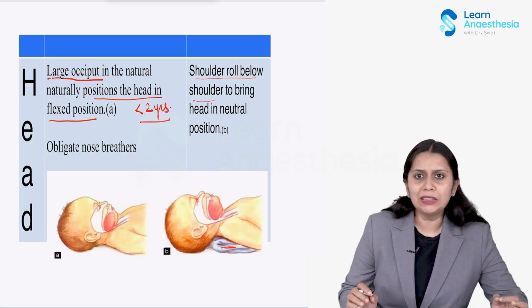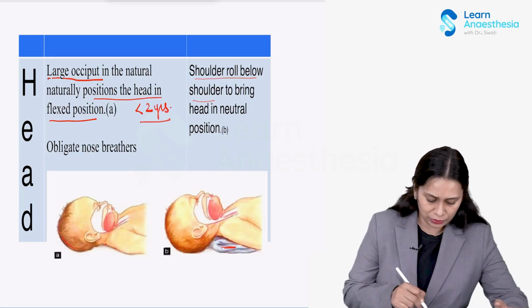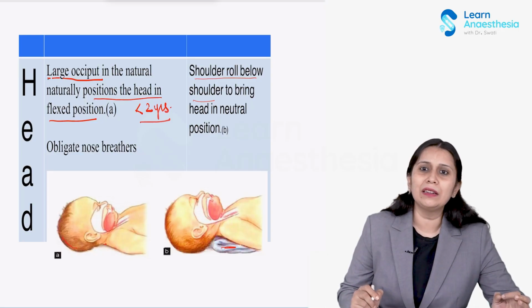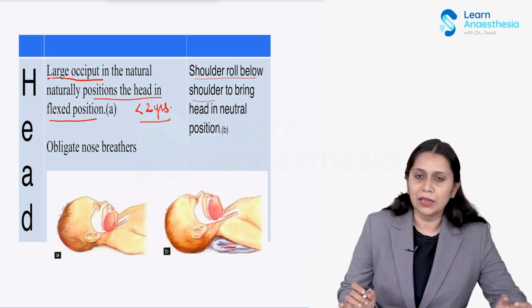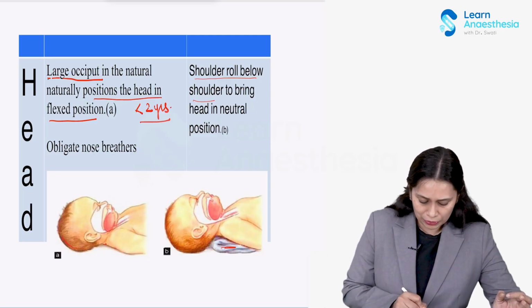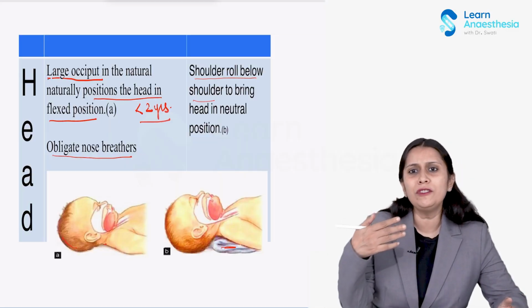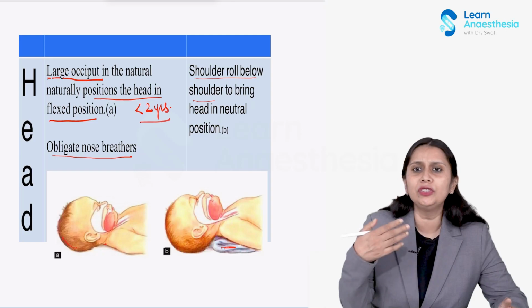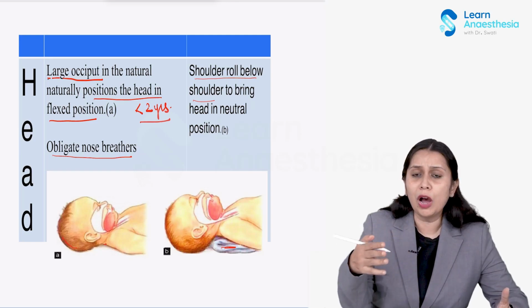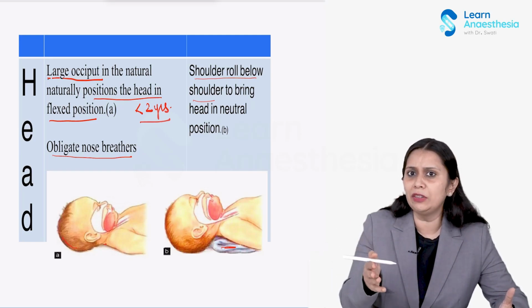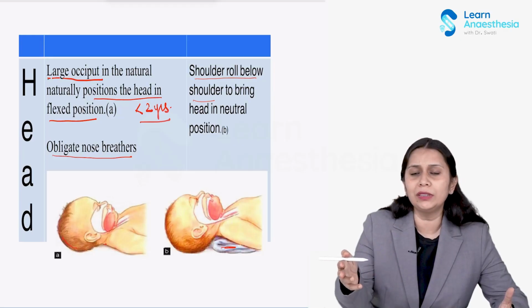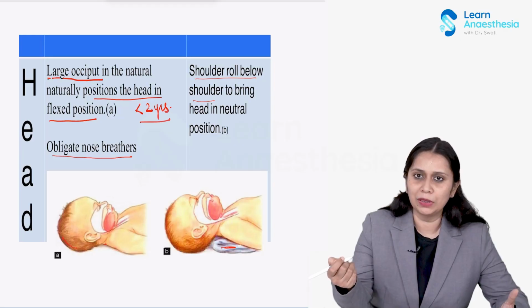Okay, and another important thing which you need to know about their head is the nose. They're obligate nose breathers, right? So a lot of surgeries in which there would be a blockage of the nose, we need to know how to manage them, because since they're obligate nose breathers, if their nose is blocked, there would definitely be a lot of distress in the patient post-op, right?